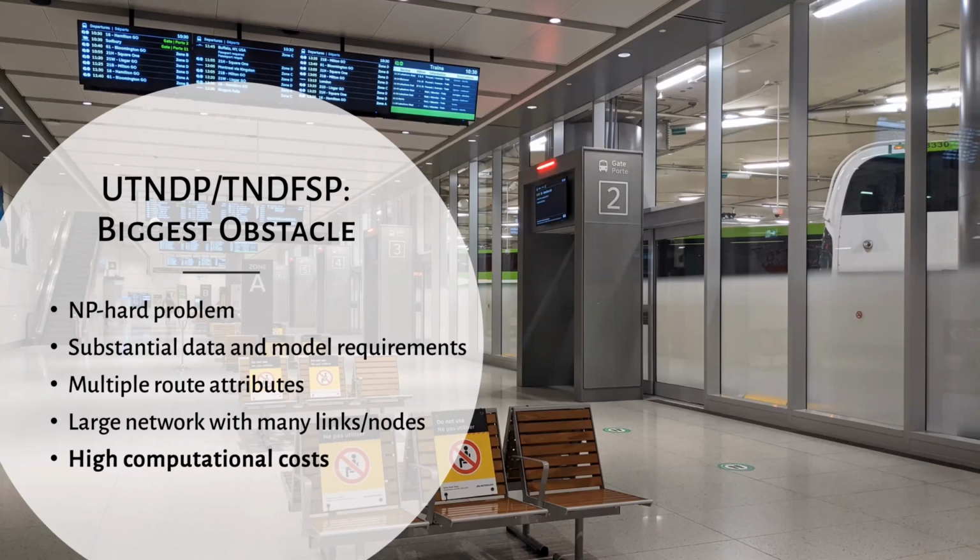And then there's the fact that in most urban networks you actually have a large network with a lot of links and a lot of nodes. So all of that contributes to a very large problem, that is high computational costs, which is something that I ran into as I tried to actually implement this framework. Computation became a significant obstacle on its own.